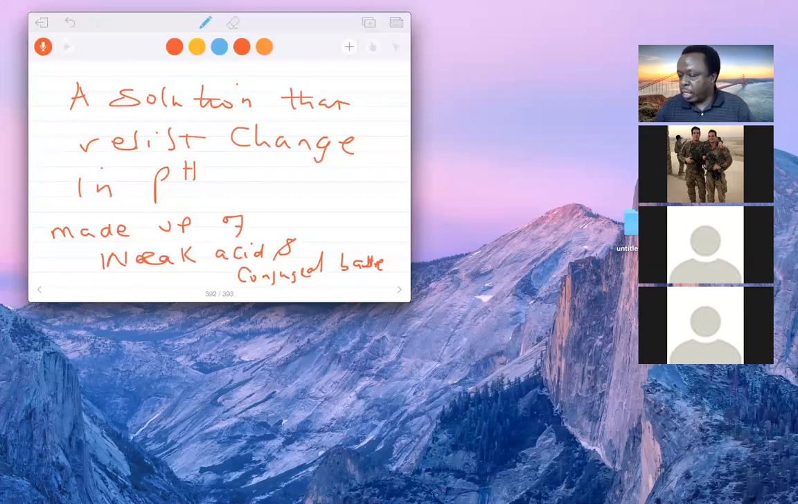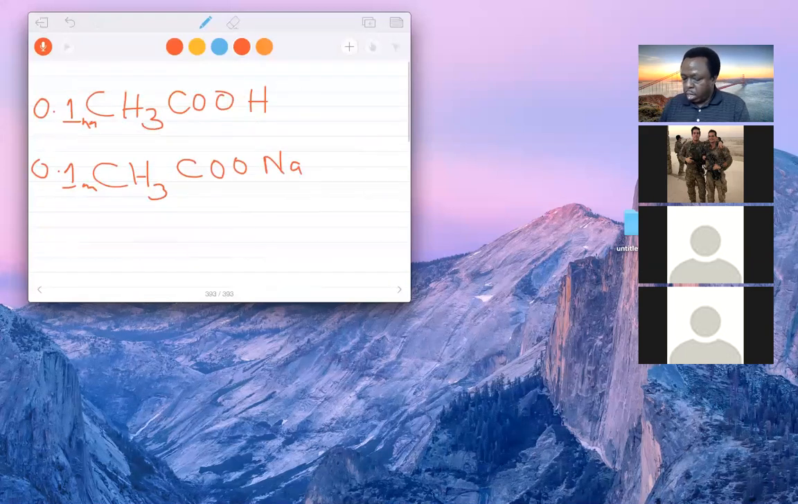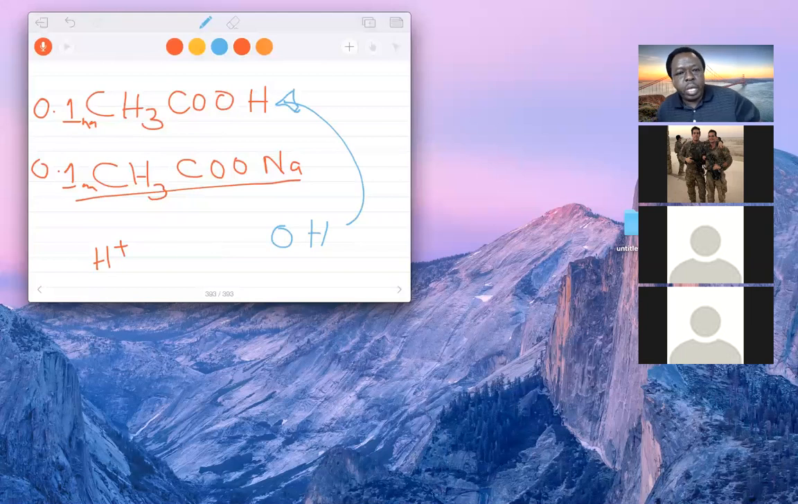The resistance to change in pH is designed in such a way that if you add hydrogen ion, it will be neutralized by the conjugate base. If you add OH, it will be neutralized by the acid, and you will not see any change in pH. That is how the pH resists change. The pH changes when you add a strong acid or a strong base. The acid is neutralized by the base in the solution, and the base is neutralized by the acid in the solution.